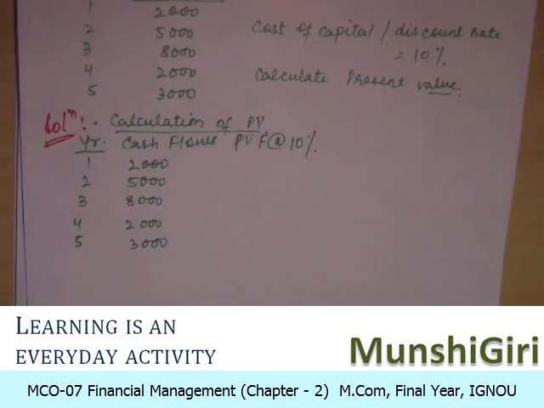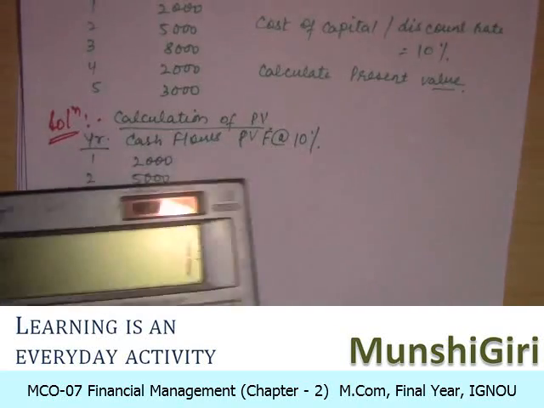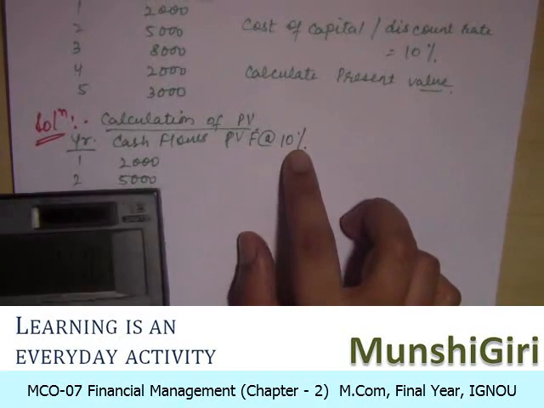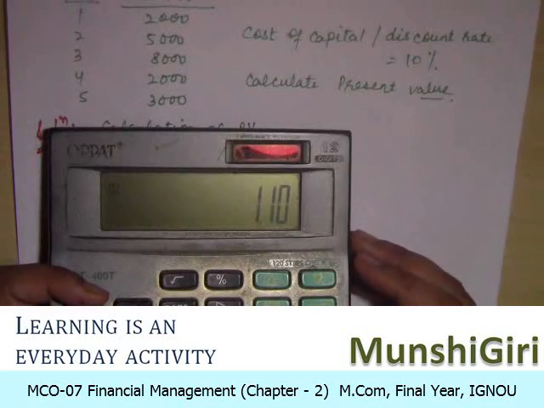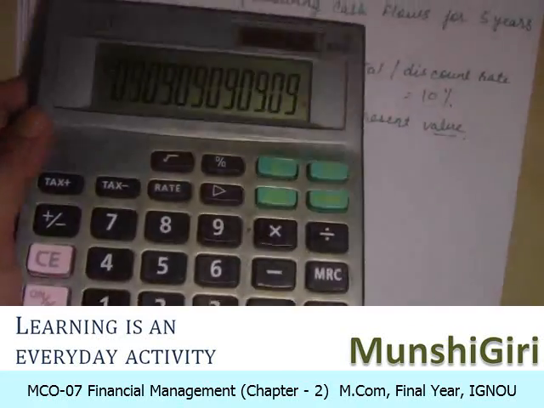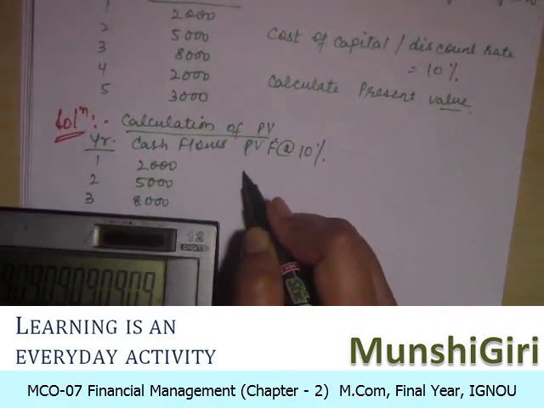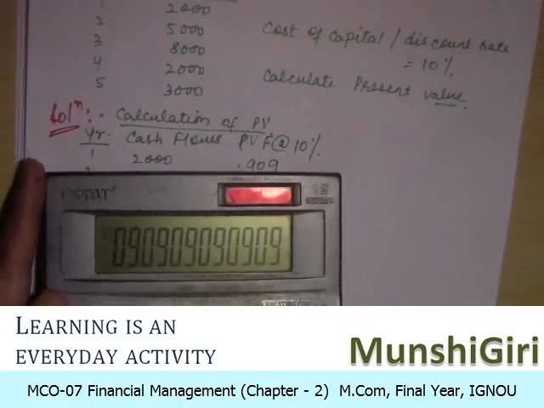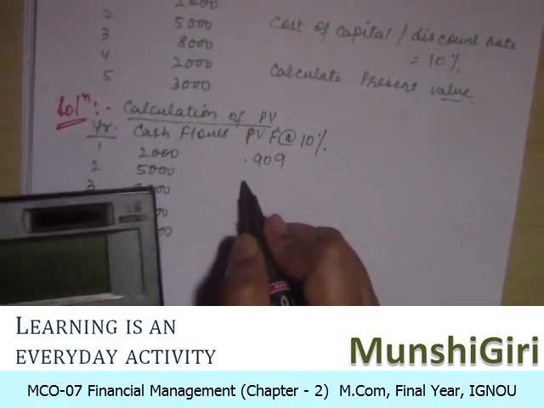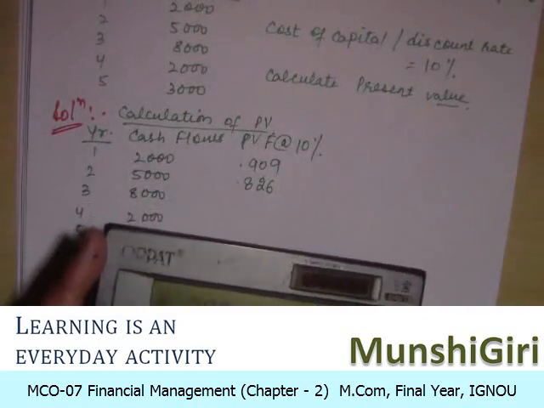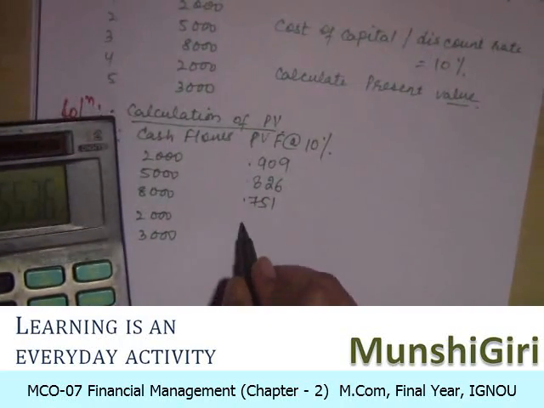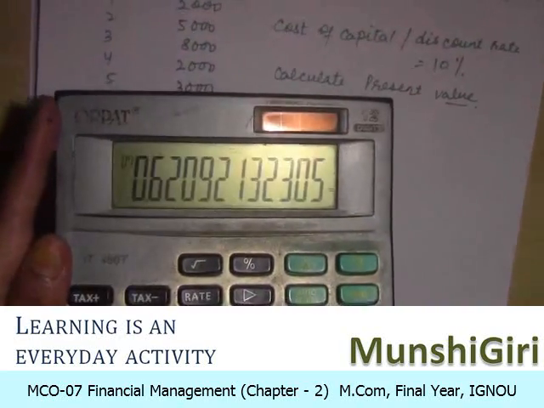This is calculated using the calculator as 1 divided by 1.10, because we are calculating the present value factor for 10%. The first is 0.909. Keep writing it down simultaneously. Second, all you have to do is press the equal to sign. This is 0.826, then 0.751, equal to 0.683, again equal to 0.621.